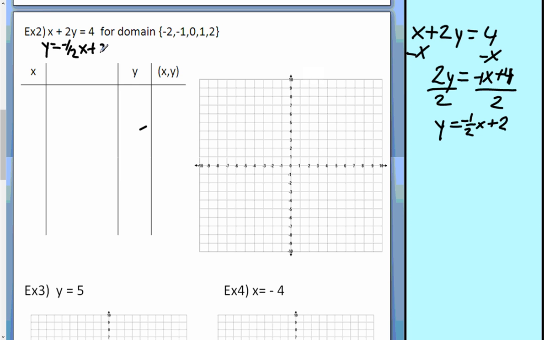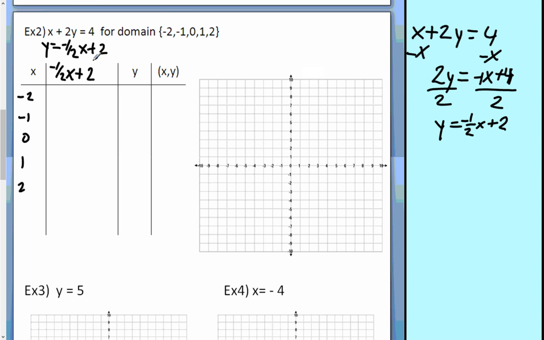All right, this time we're going to put the same domain numbers in. So we're going to put a negative 2, a negative 1, a 0, a 1, and a 2 in. What goes here? Well, whatever y is equal to. So in this case, it's negative 1 half x plus 2. All right, that's always y, that's always x comma y. And then we just go ahead and get started.